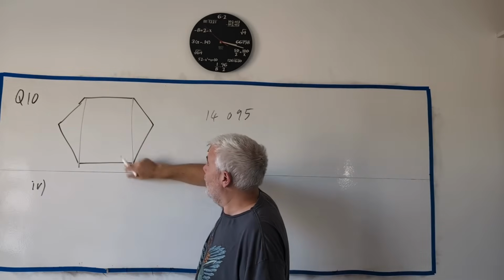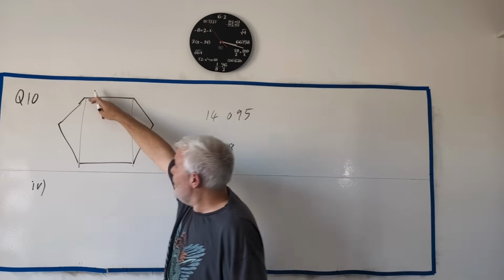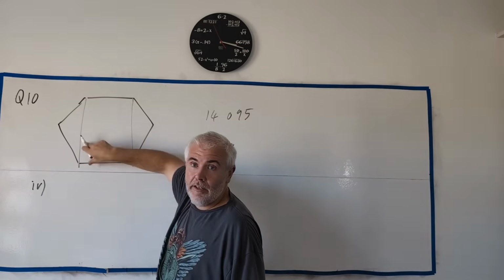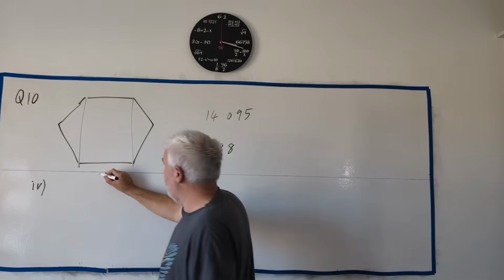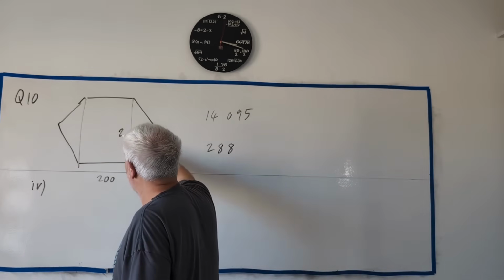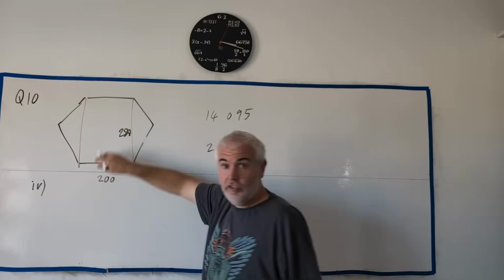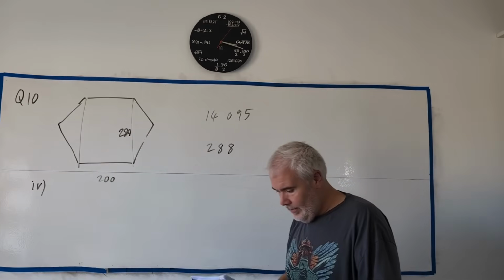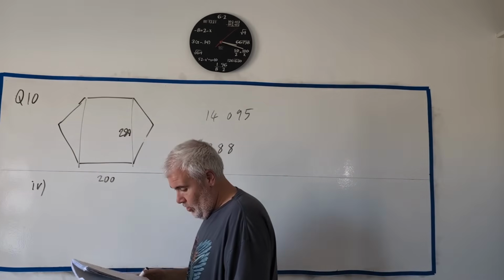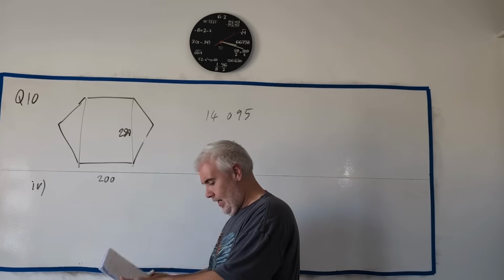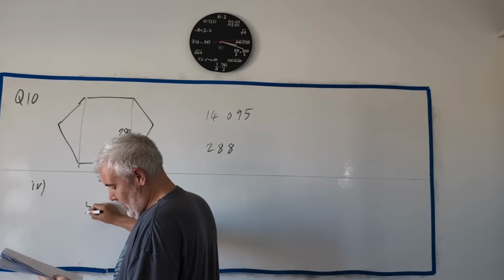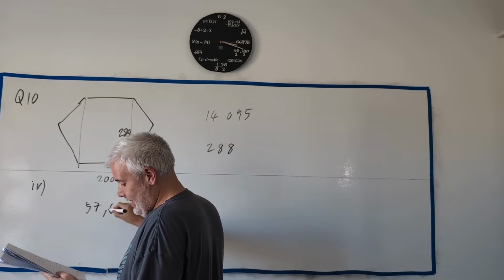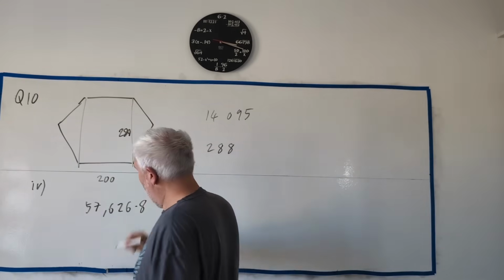Remember that these bottom lines here are parallel. This is 200 and this is 200. That means this must be right above it. So this is also parallel. This is a rectangle. This rectangle is 200 by 288. So it's not too bad to get the area of that. We just multiply 200 by 288 and that gives an area of something. Let's see, 57,626.8.